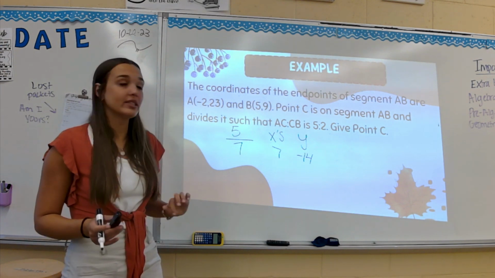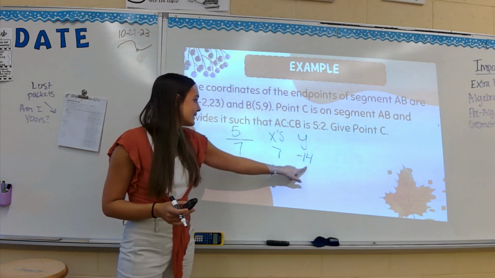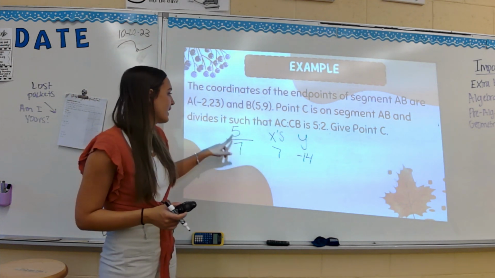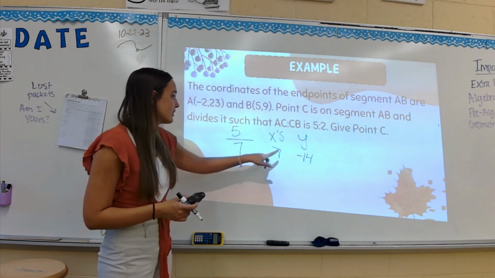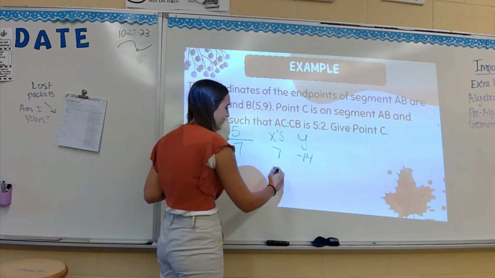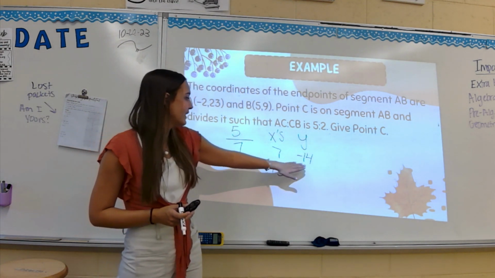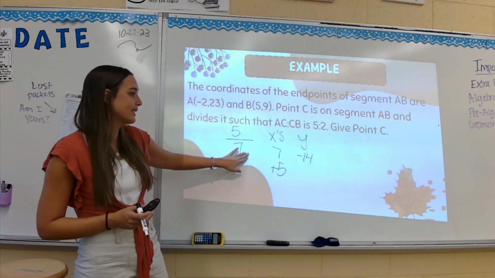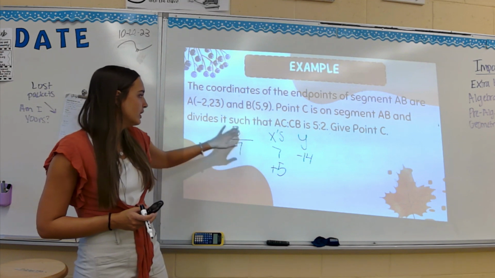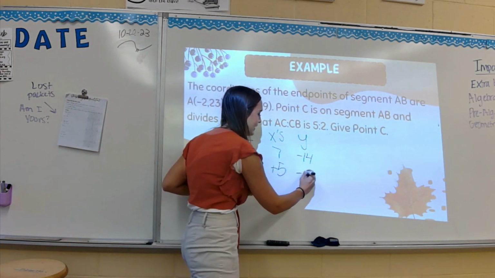The next step they told us is to multiply our new fraction by our distances. So I do 7 times 5/7. The 7's cancel out and I'm left with 5. So I'm just going to write plus 5 here. Then I have negative 14 divided by 7 is negative 2, times 5, which is negative 10. So minus 10.